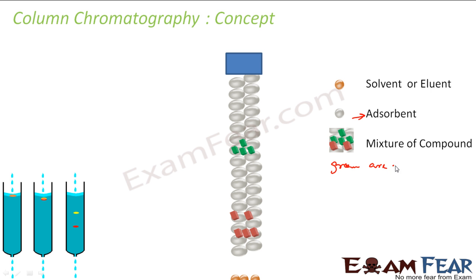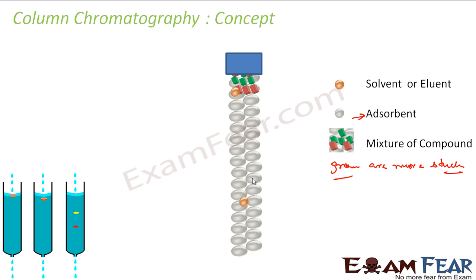Greens are more stuck, you can say. So what happens is, I'll show you the process once again. This adsorbent is not absorbing the solvent, right? But if you see the compound, the green ones and the red ones are getting adsorbed. The green one is getting adsorbed more. There is more resistance to the movement. So green one is moving slow. The red ones is moving a little fast, right? But the faster is still the solvent, correct?